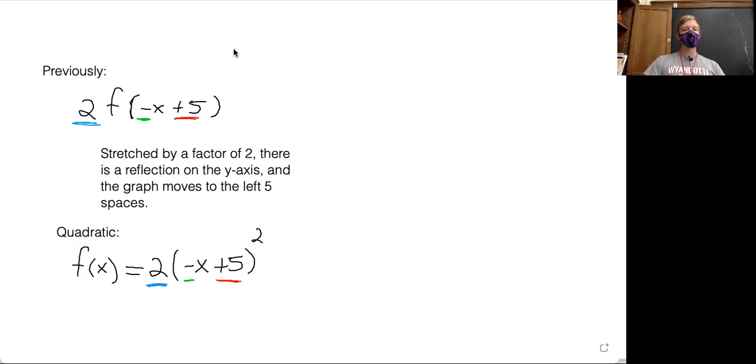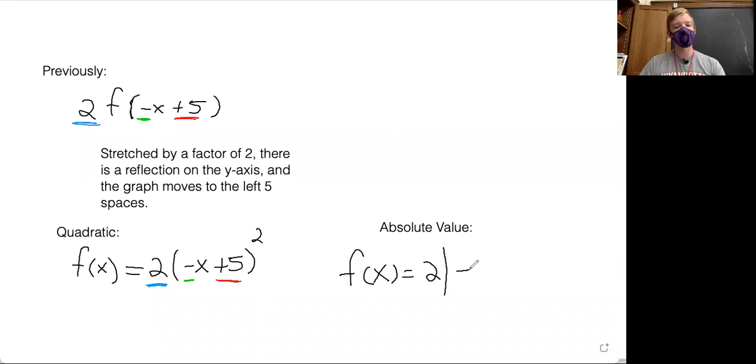Now, similarly, I could do the same thing with an absolute value function. So I could write out f of x equals 2, an absolute value sign, negative x plus 5 with another absolute value sign right here. So once again, we see that these numbers and these negative signs are relatively in the same position that they were on the original problem right here.